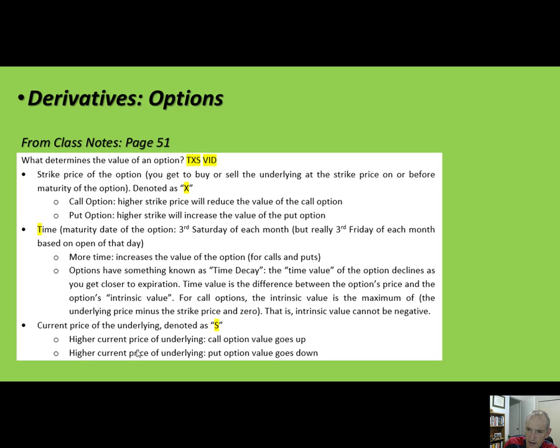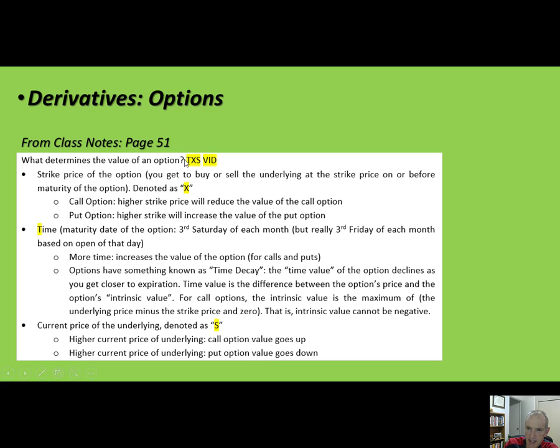So its price falls when underlying stock price rises. Boy, sorry, I said that backwards. So the call price rises when the underlying price rises because it's bullish. A put price falls when the underlying price rises because it's bearish.